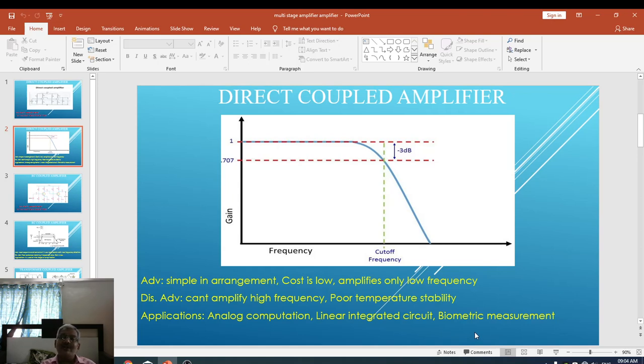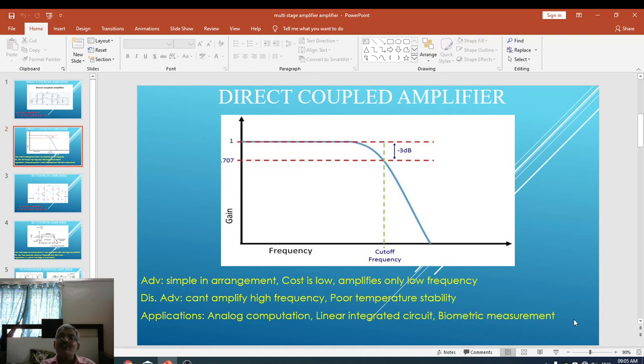As our body cells generate potential, the generated potential is in microvolts or millivolts. If that is required to be amplified, especially in the case of ECG, EMG, EEG, all these medical instruments make use of DC coupled amplifiers to pick up the potentials developed by the body cells. So that's why it can also be used for biometric measurement.